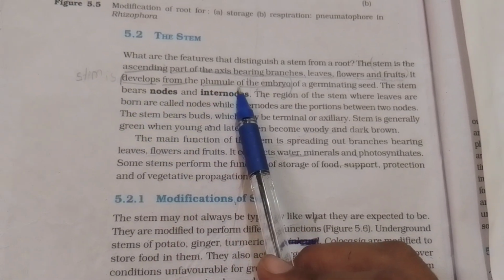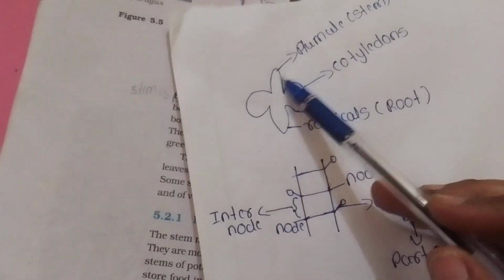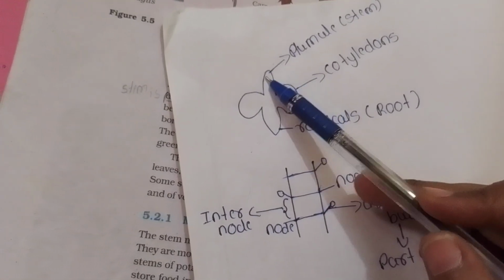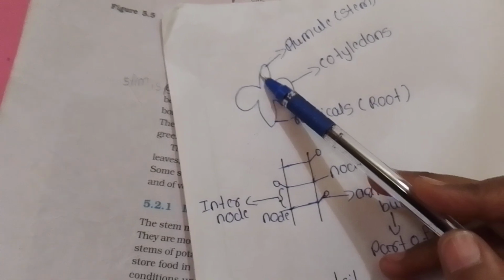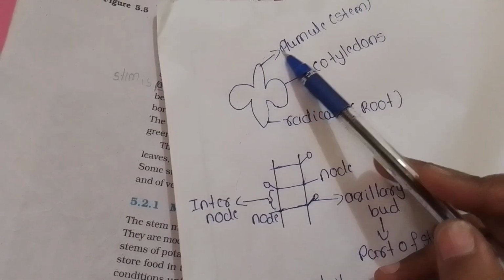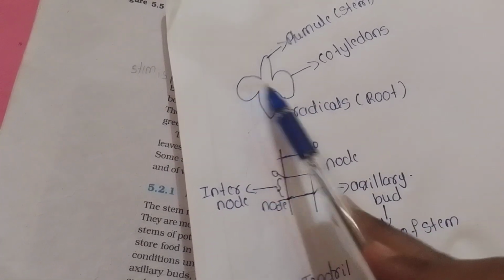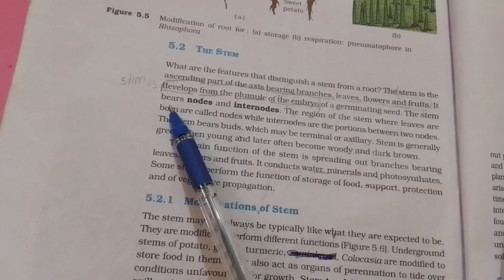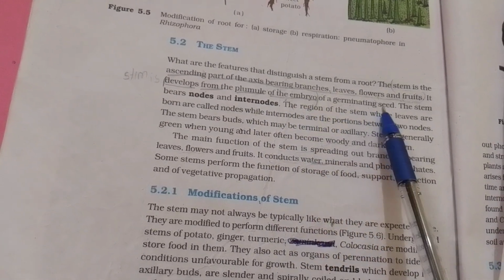It develops from the plumule of the embryo of a germinating seed. This is the structure of the embryo, which is made up of plumule, radicle and cotyledons. The stem is developed from the plumule and the root is developed from the radicle. The upper portion of the embryo is called the shoot part and the lower portion of the embryo is called the root part. These are the two cotyledons.